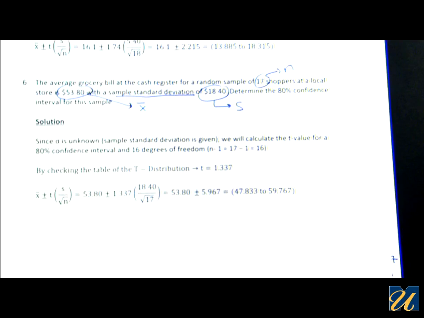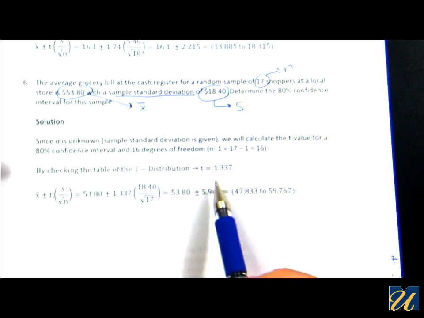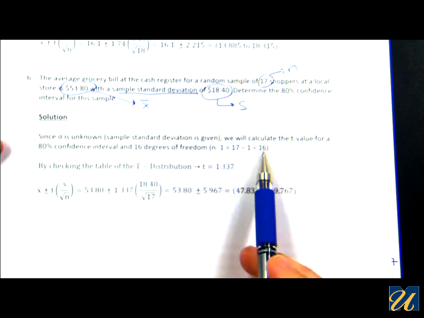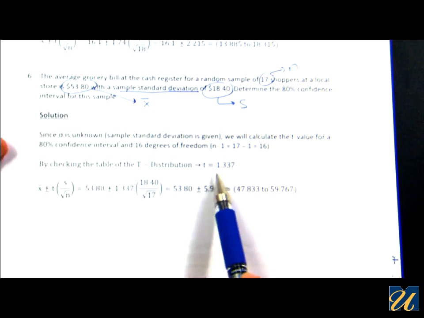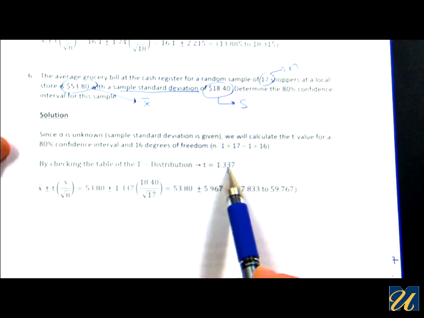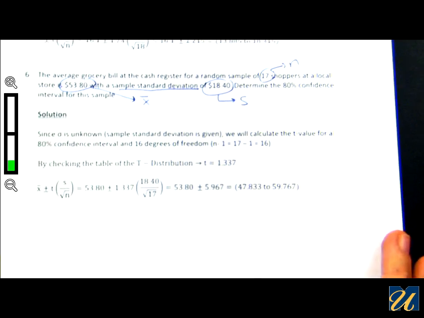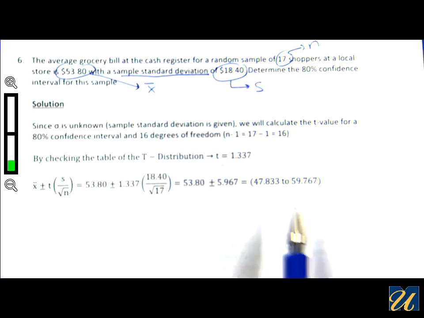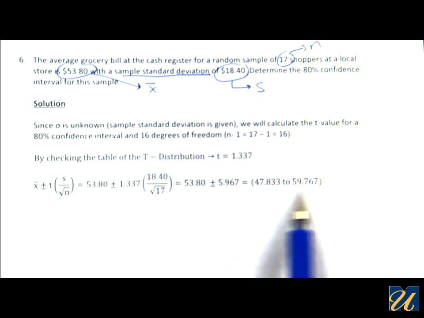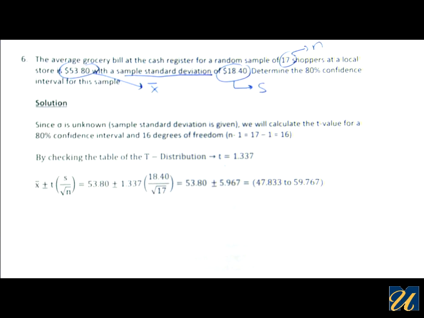Again, first of all, we are case number 2 because S is given. The only thing that you're really missing is your T value. We find the T value by taking degrees of freedom, which is 16, and confidence interval, which is 80, and we find that the T value is 1.337. You plug in the information, and this is the confidence interval that you should find. Once again, make sure you practice your calculations if you do it manually.